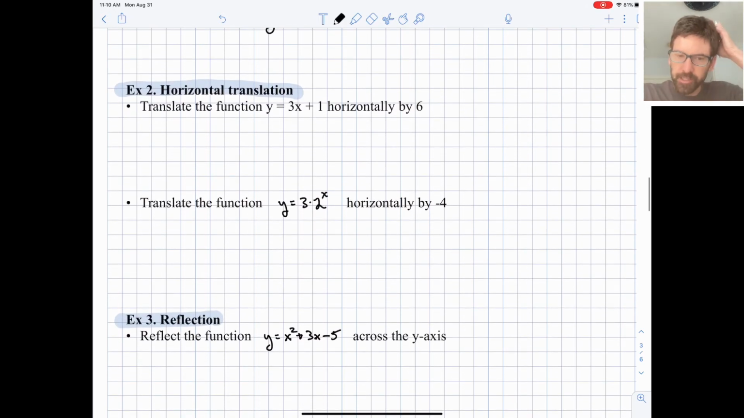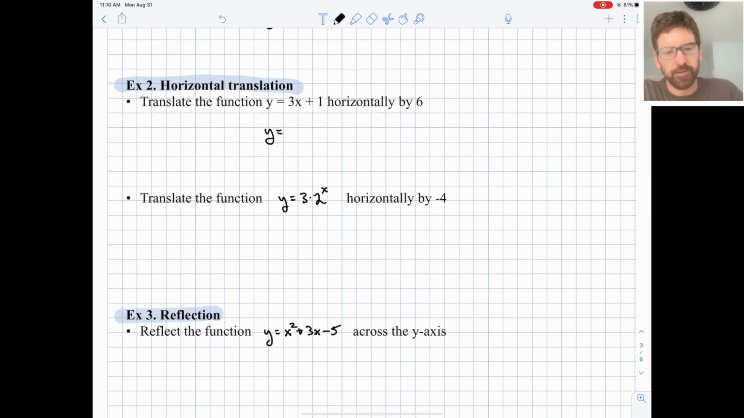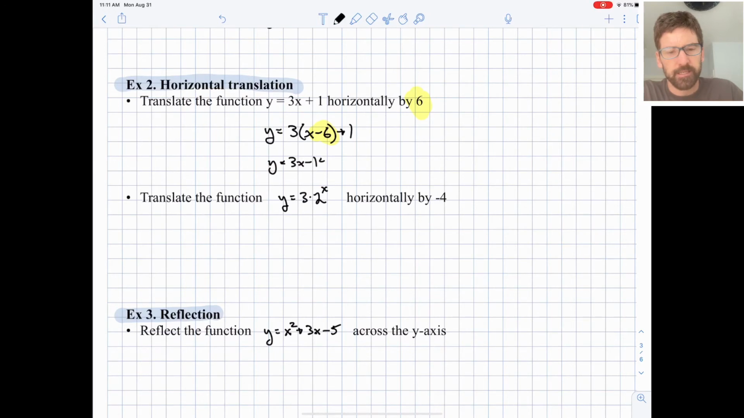A horizontal translation, horizontally by 6, means we're moving it 6 to the right, and we're going to replace x with an x minus whatever the translation is. So this is going to turn into 3 times x minus 6 plus 1. One thing to keep in mind is we are translating this by a positive 6 to the right, so you can think of this as subtracting a positive 6. We always need to force there to be a subtraction symbol in there. So this is going to turn into y equals 3x minus 18 plus 1. So our final answer is going to be y equals 3x minus 17.